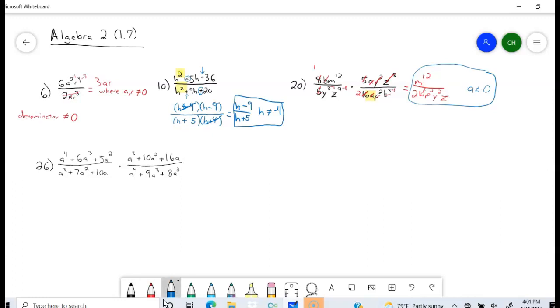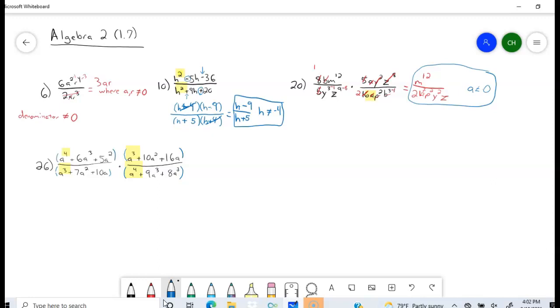Number 26, we've got a little more work to do here. The first thing that needs to jump out is I've got a 4th degree and a 3rd degree, and a 4th degree and a 3rd degree. I cannot get rid of anything until I've completely factored this. I can't take away a cubed and a cubed because I've got to think of this as a quantity, this as a quantity, and this as a quantity.